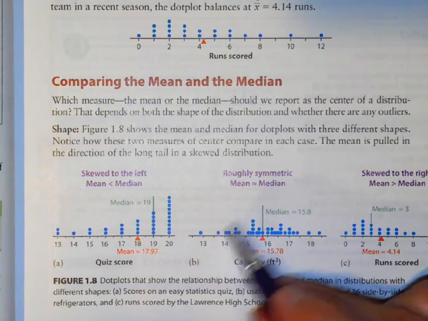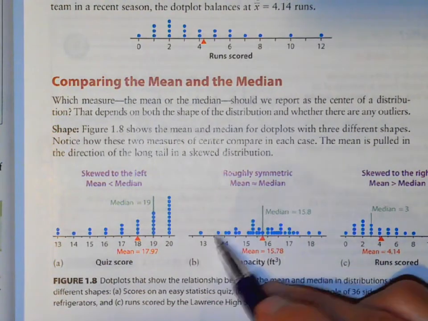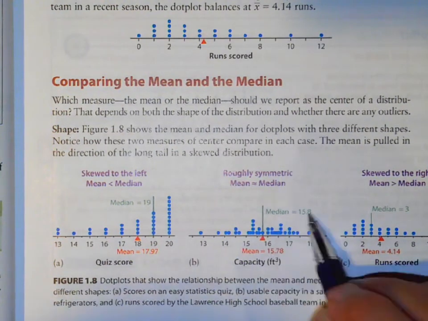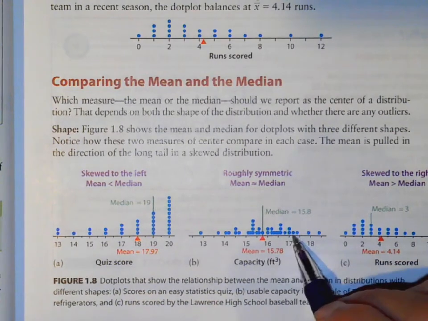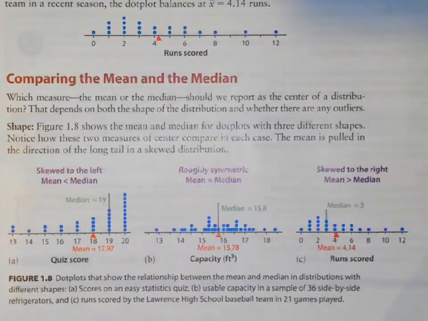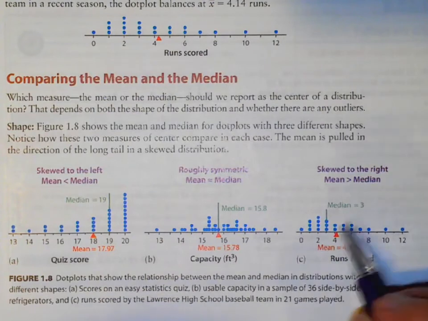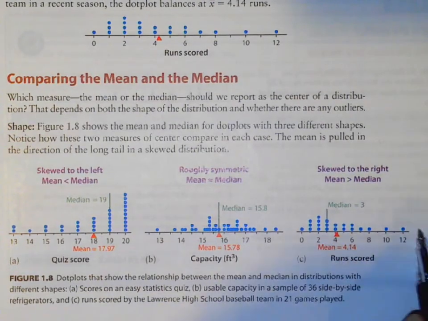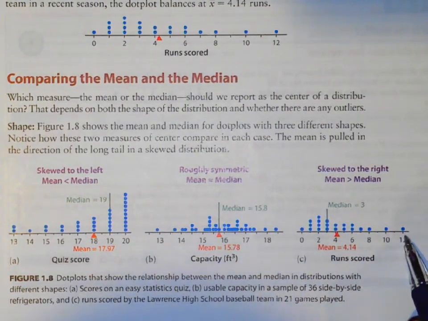Here, it's roughly symmetrical, and if it's roughly symmetrical, our mean and our median are going to be very, very close to the same number. And if it's skewed to the right, the median's here, and the mean is going to be drawn up by those bigger numbers right there. So it's more affected by it. Okay, and that is what we're talking about here in 1.6.